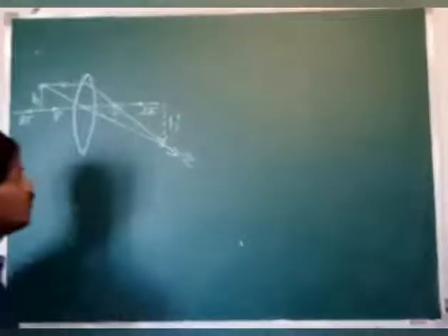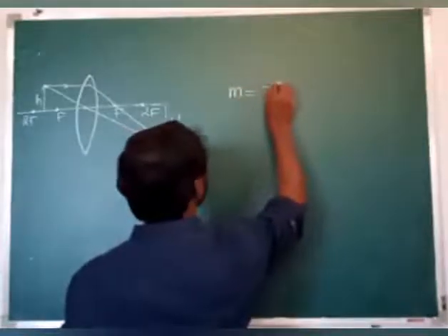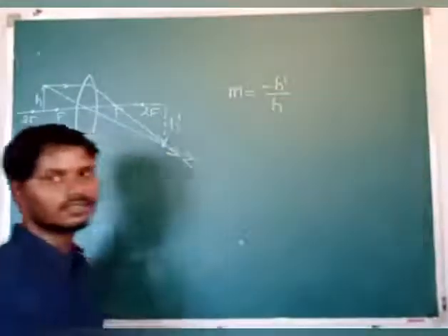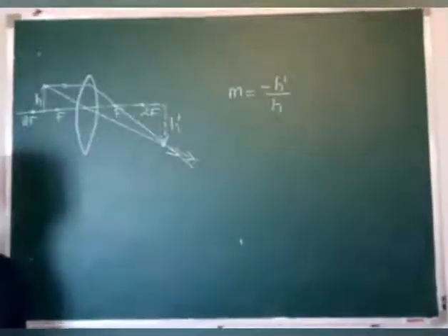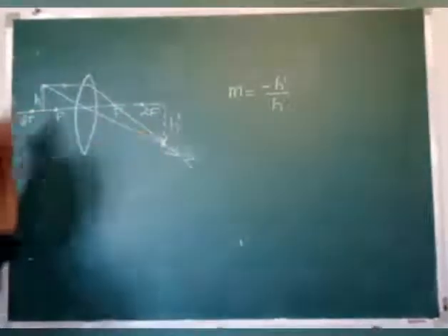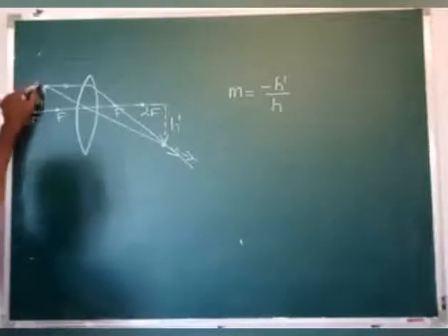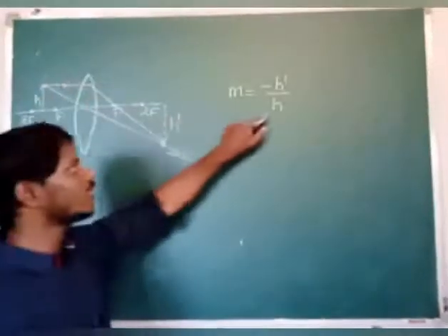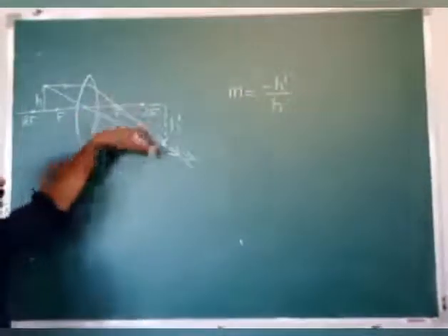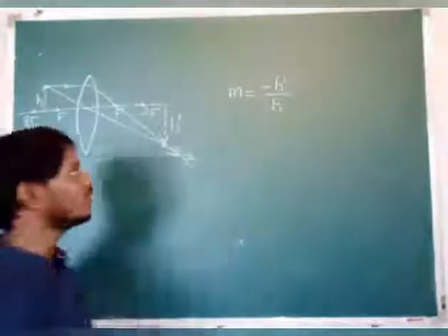According to definition, m is equal to minus of h dash divided by plus h, by using proper sign convention here. H dash is downside, but h is upside. Okay, so h is upside means h is upward. Upward can be taken as positive, but h dash is downward. Downward can be taken as negative here. That is why it is a minus of h dash divided by h here.